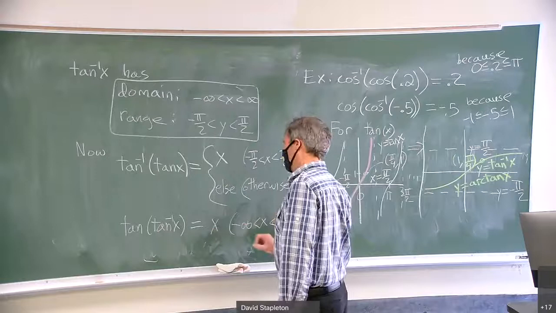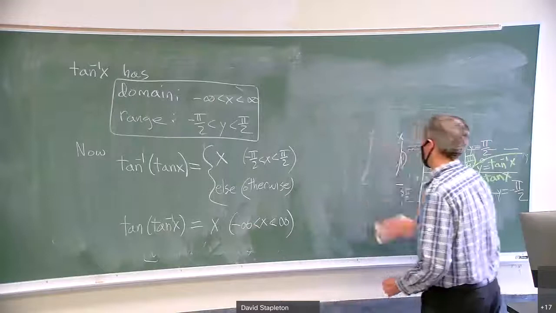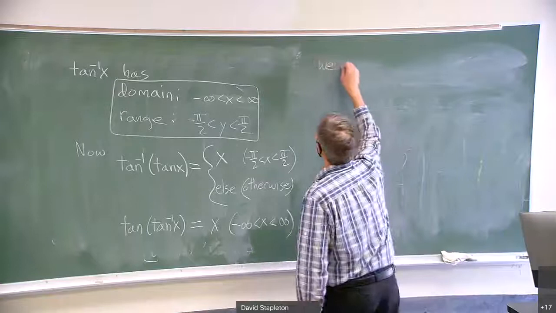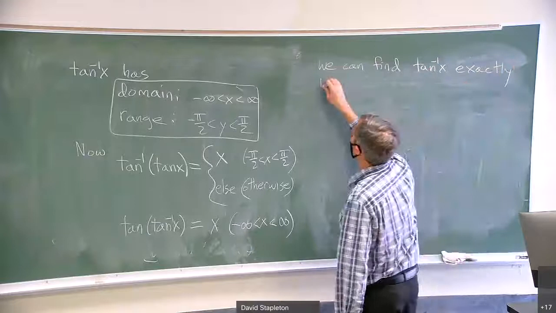And then you can find some exact values when they come from special angles, just like with arcsine and arccosine. And otherwise, you use a calculator. We can find arctangent x exactly by hand when x is the tangent of a special angle.